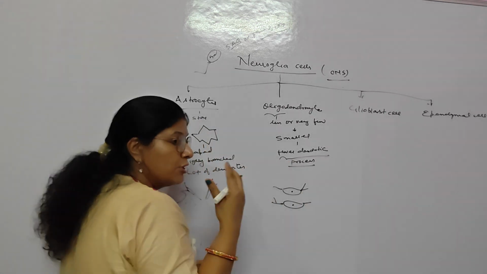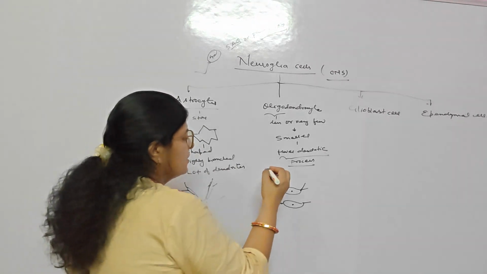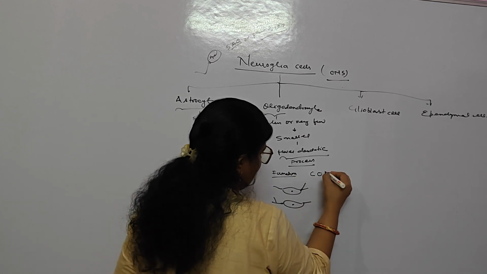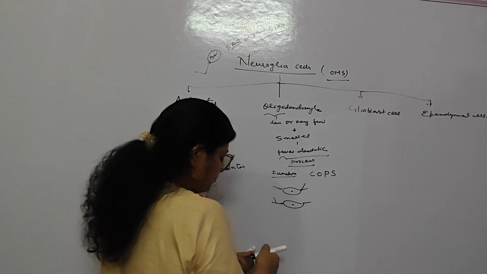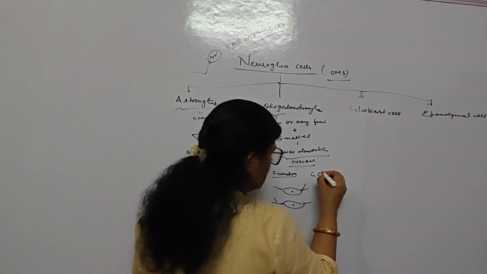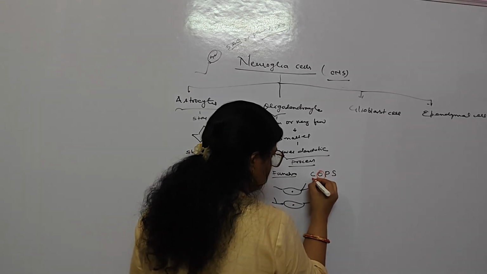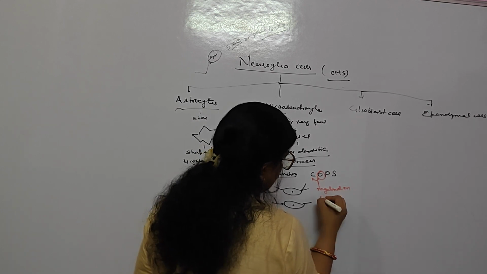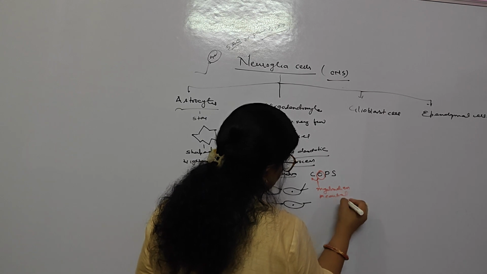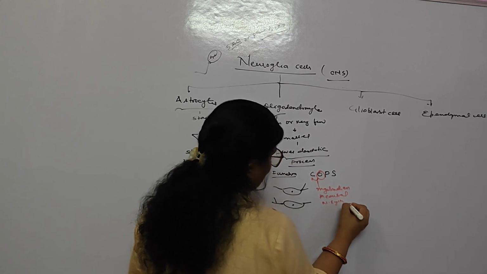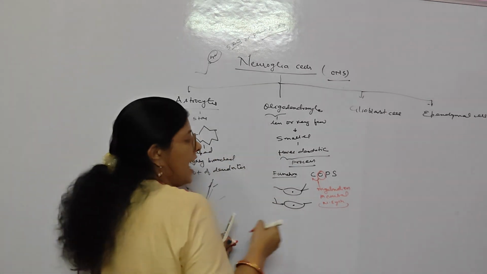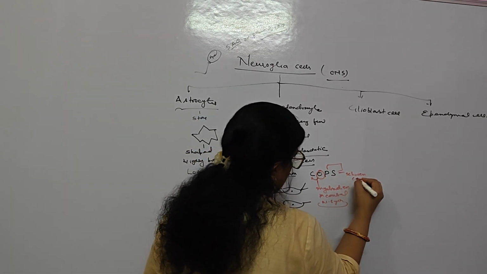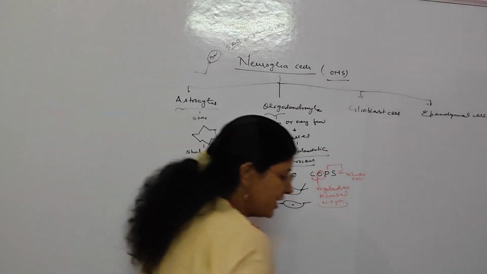So this is the oligodendrocyte. What is the function of oligodendrocytes? We can remember it with COPS. What do you mean by COPS? The oligodendrocyte does the process of myelination, helping in myelination in the central nervous system. This is just a trick and very common to remember. And in the peripheral nervous system, we have the Schwann cell. We will discuss it later on. So this is oligodendrocytes.